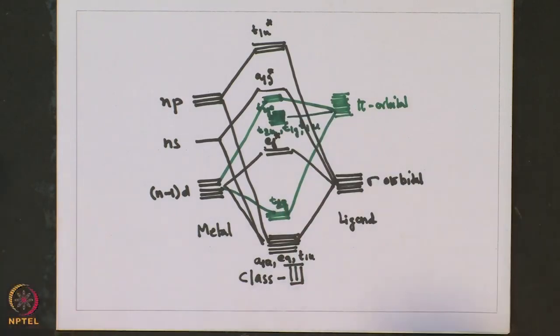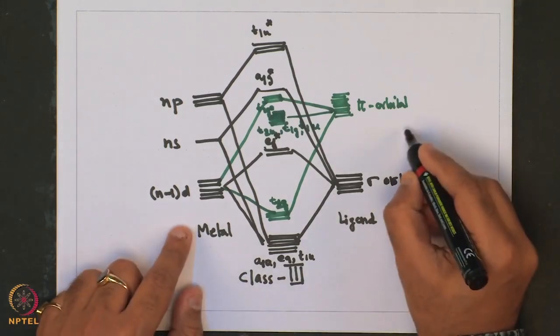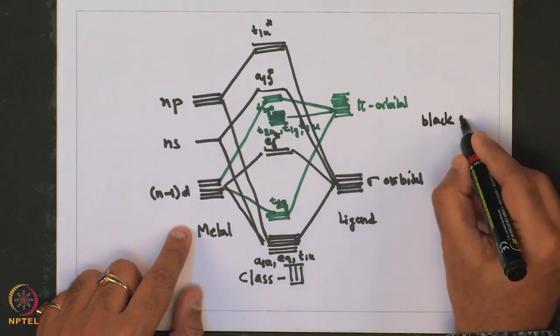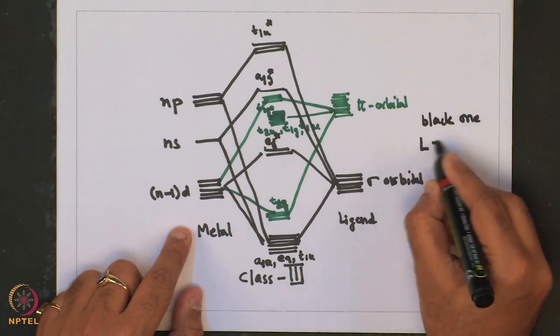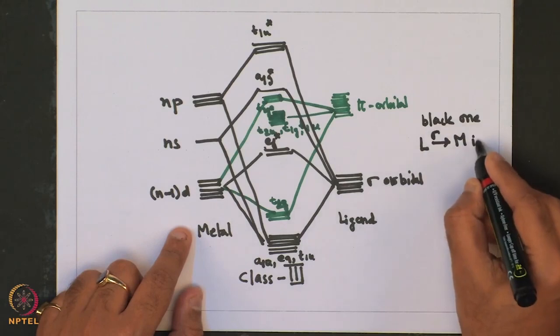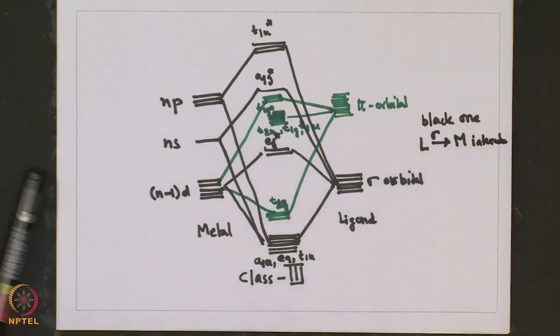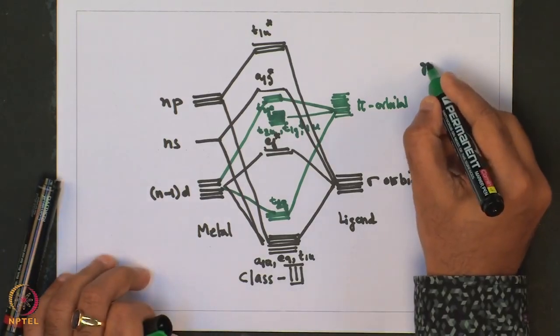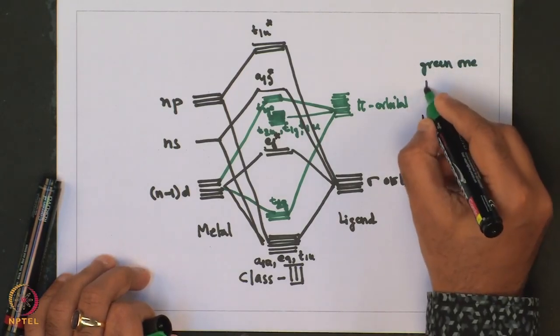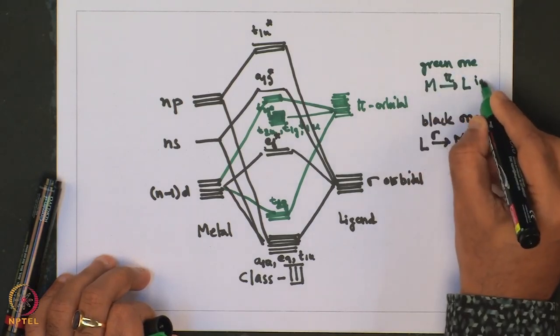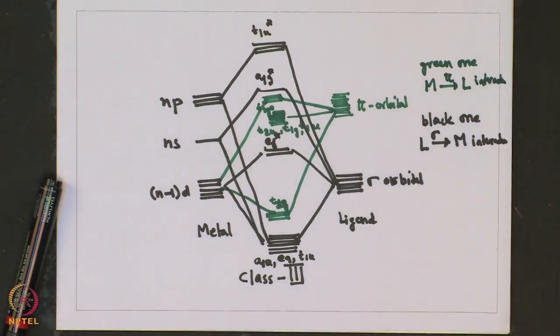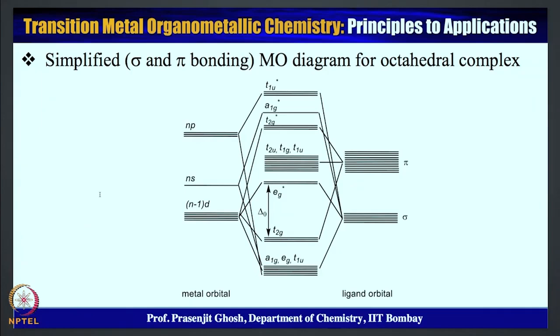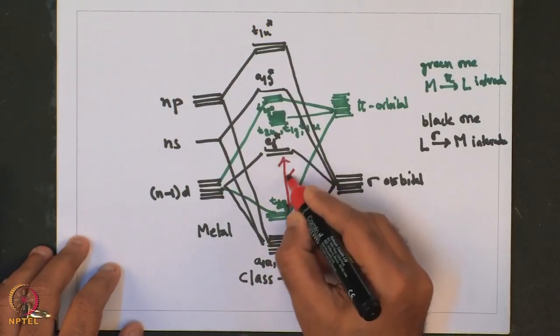So what emerges is a two-way interaction. The first one, the black one, represents ligand to metal sigma interaction, and the green one represents metal to ligand pi interaction. What is important over here is again the difference in energy between T2G and Eg star, which is represented by this delta zero.